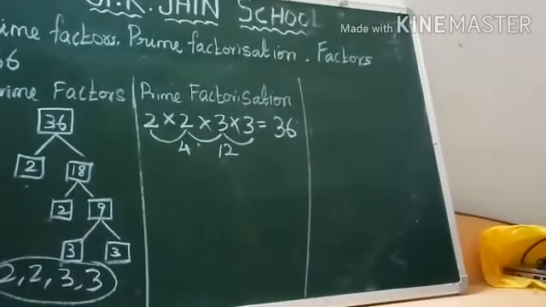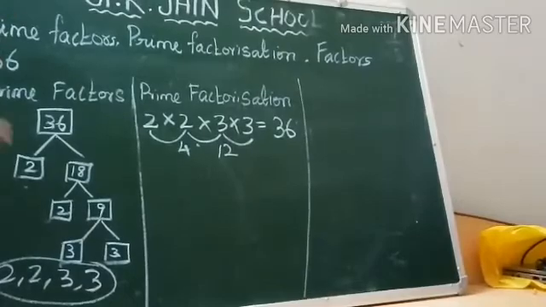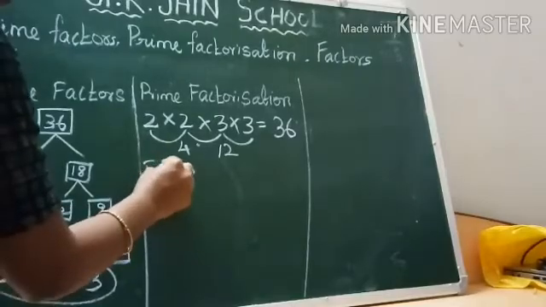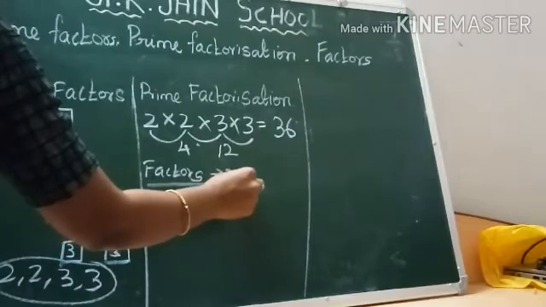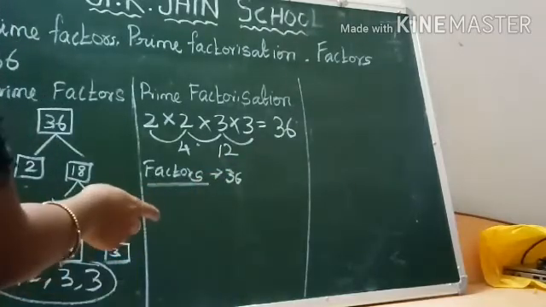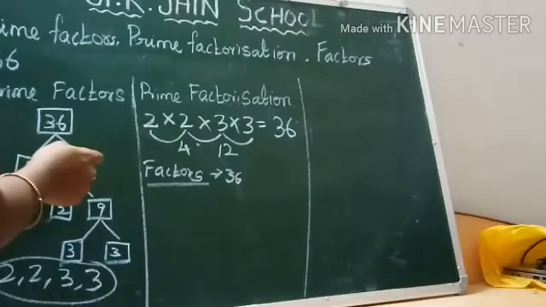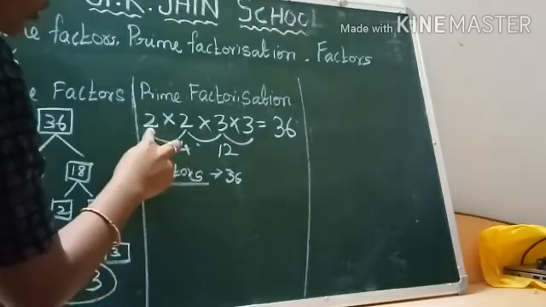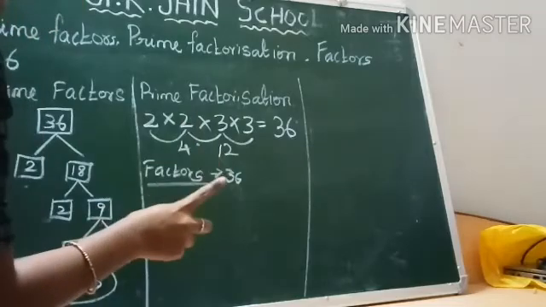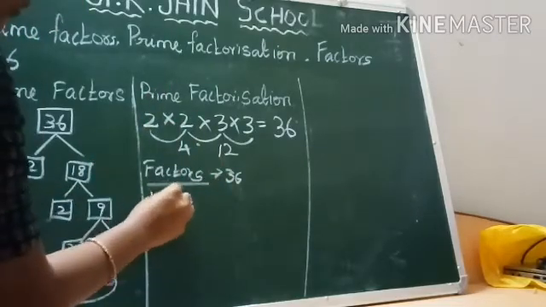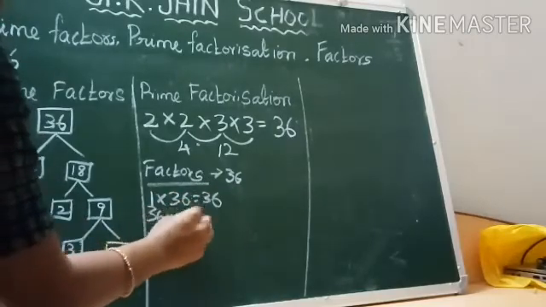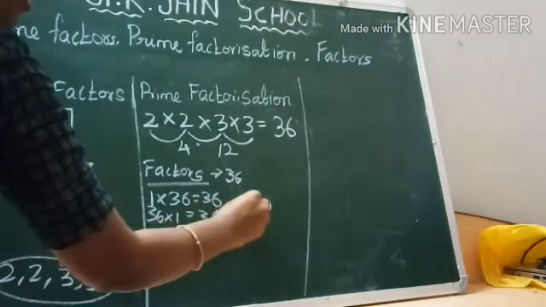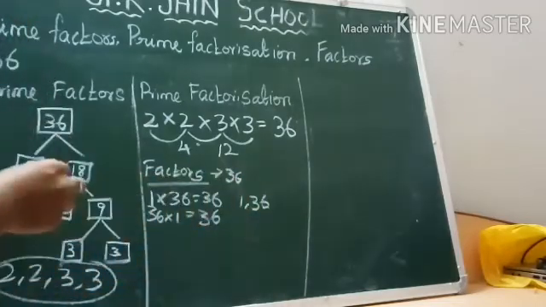We found the prime factors and prime factorization. So now we are going to find the factors of 36. So what are all the factors of 36? Right. So we are going to use the prime factorization. So 36 is divided by the 1 table and the 36 table. It's default. 1 36s are 36 and 36 ones are 36. So 1 and 36 are factors of 36.